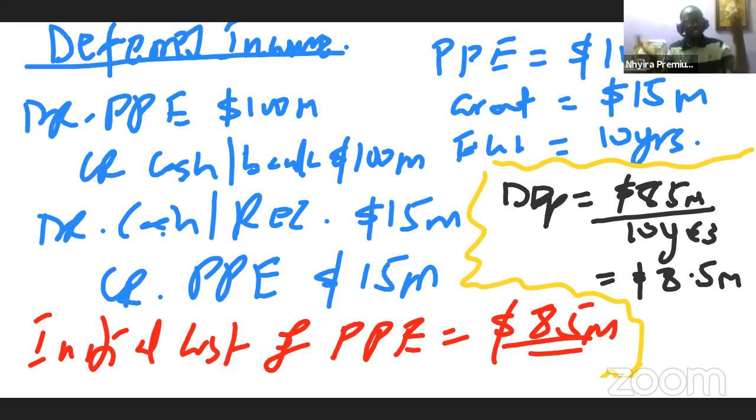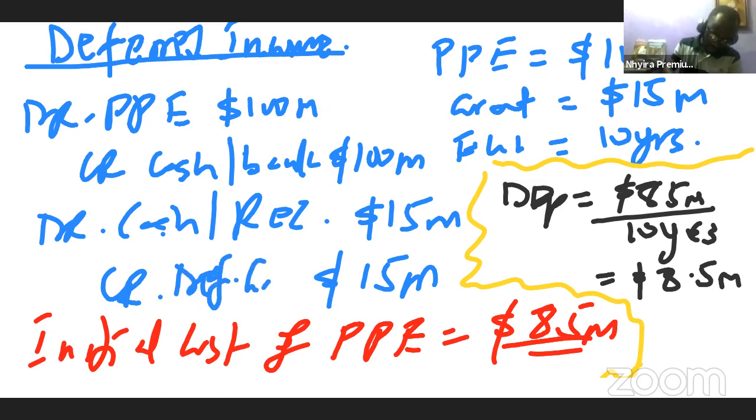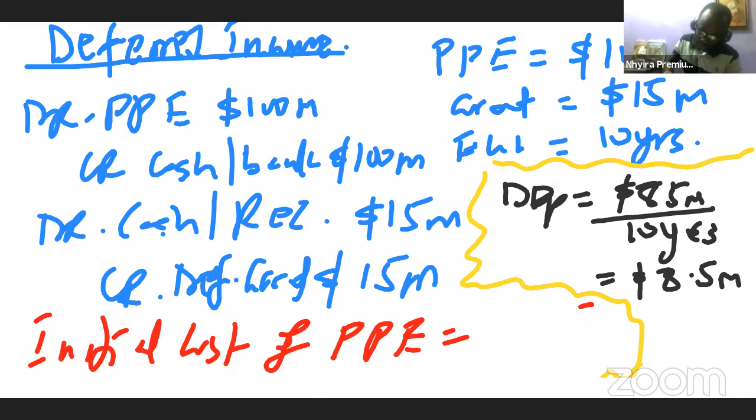So on the initial recognition, yes, we debit property, plant, and equipment, credit cash with the cost of the property, plant, and equipment. Then we will debit cash if the grant has been received. But this time around, we don't credit PPE like we did here. Rather, we will credit what? Deferred grants. That's the difference. We'll credit deferred grants. So at the initial recognition, PPE is still going to be 100 million, the cost, but the grant will be deferred over the economic useful life. So that is the initial measurement.